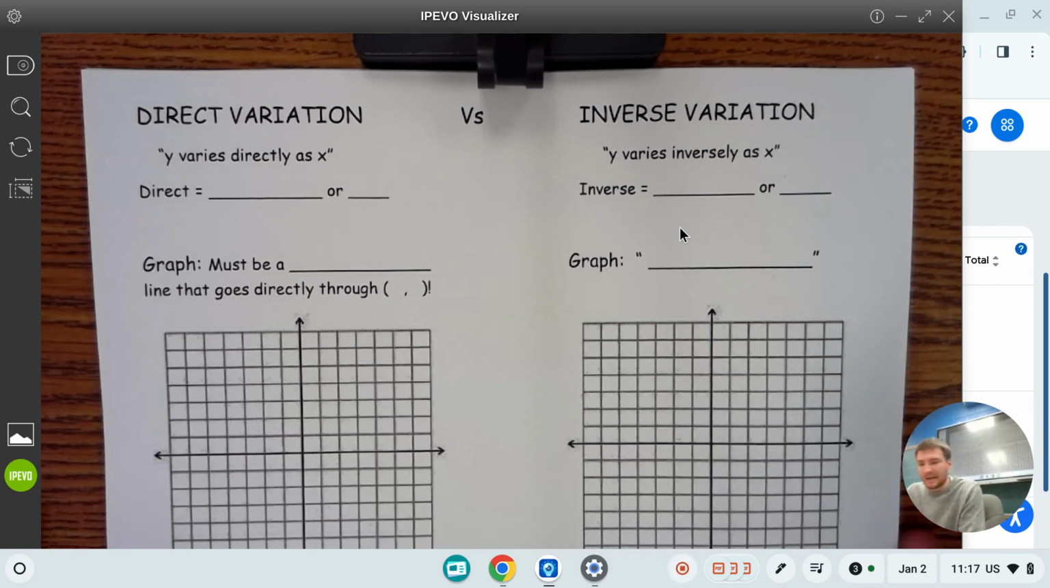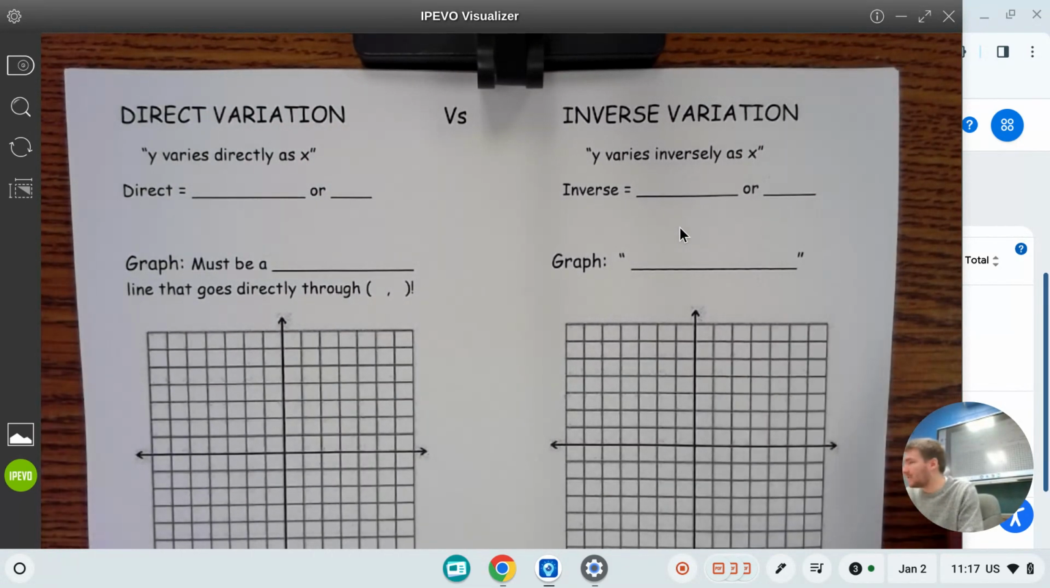All right, welcome back, everybody. We are here going through direct and inverse variation.